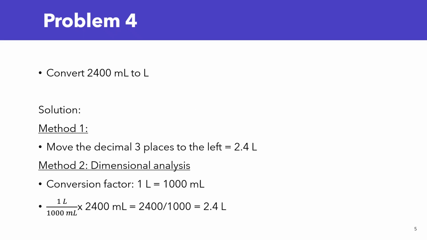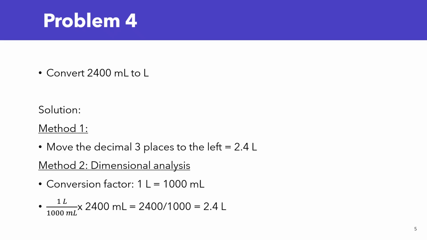Oops, I actually had another problem for you. Okay, let's take a look at this one. I think this is the final one. Convert 2,400 ml to liters. Liter is the base unit, right? So to convert from ml to liter, we're going to move the decimal 3 places to the left. So that means 2,400 ml is 2.4 liters.